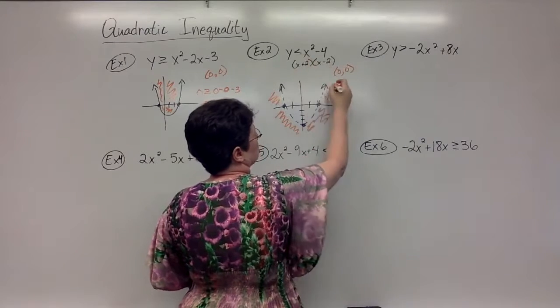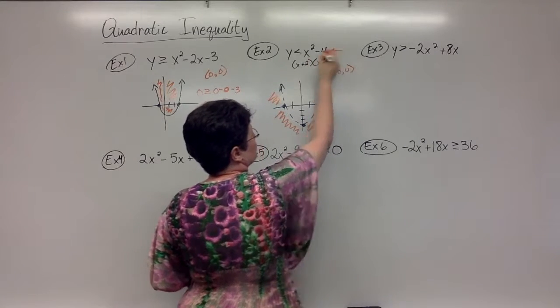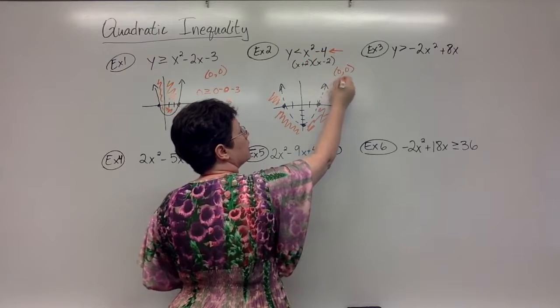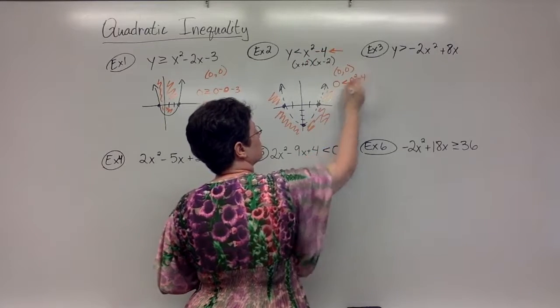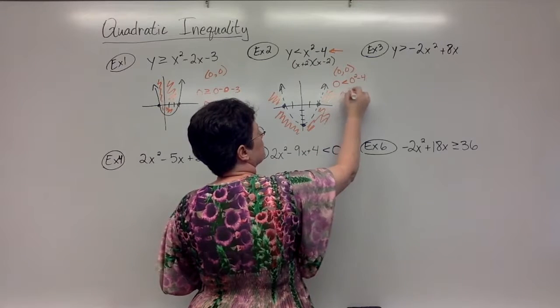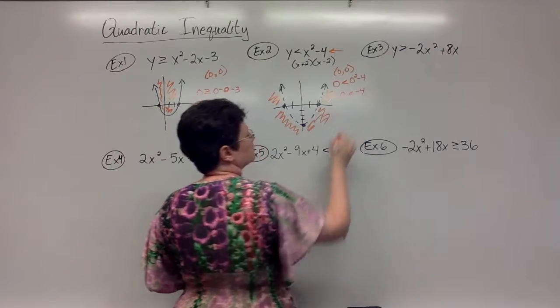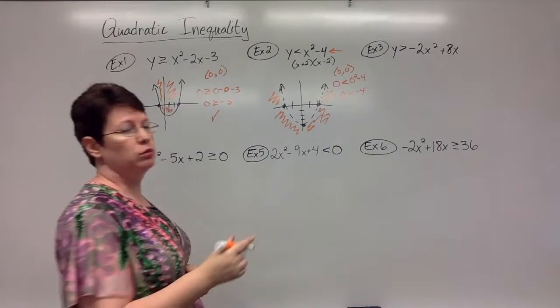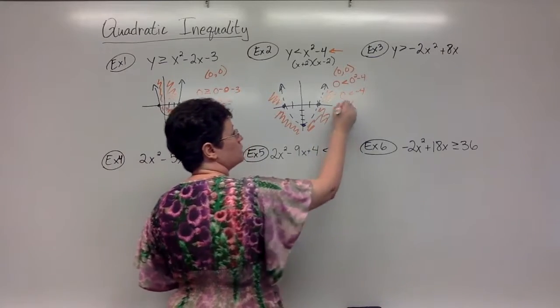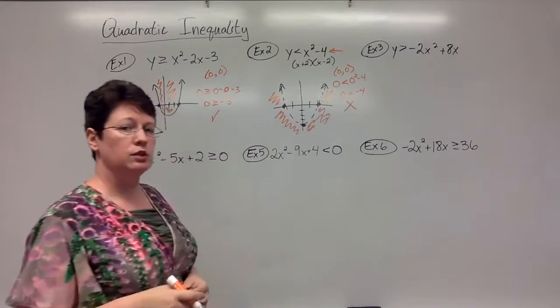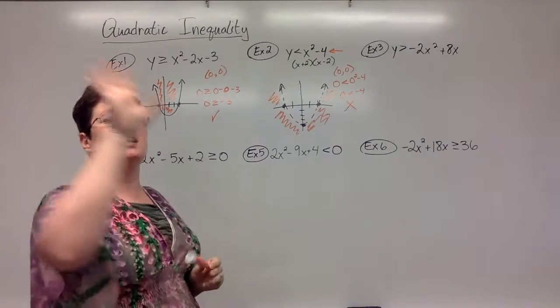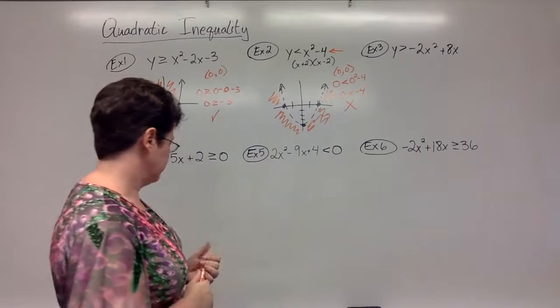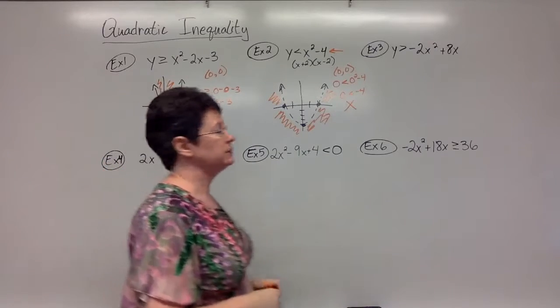0, 0. Go back to the original inequality. I would have 0 less than or equal to 0 squared minus 4. Is 0 less than -4? No, it's not. So I would not shade at 0, 0. That means my graph is correct. I shade in the other area. It gets a little tricky.